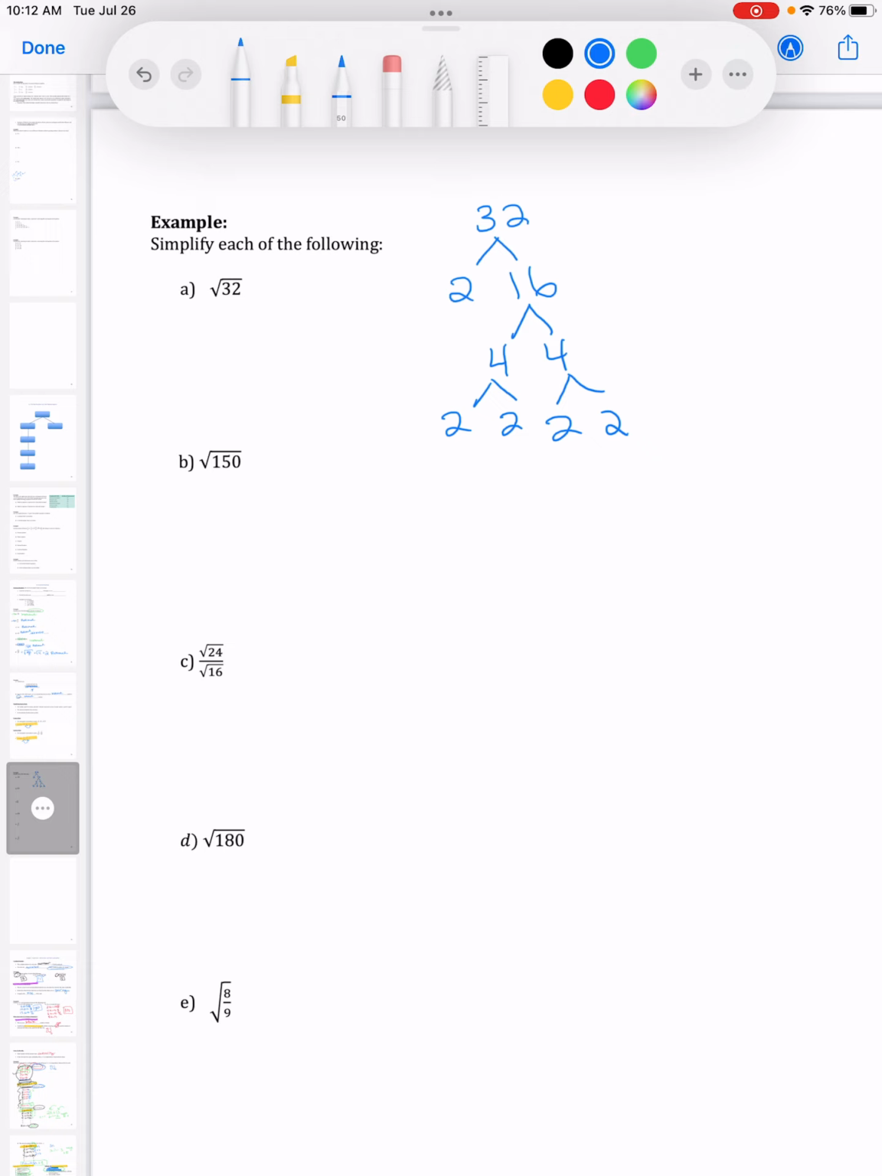Now, square roots have to do with pairs. I remember that because thinking back, this is x squared. Square means 2. It means pairs of things. So I'm going to pair off these 2's. So here's a pair of 2. I'm going to write it one time. Here's a pair of 2's. I'm going to write it again. And then I have one 2 that didn't have a pair. So I'm going to put it back in the square root.